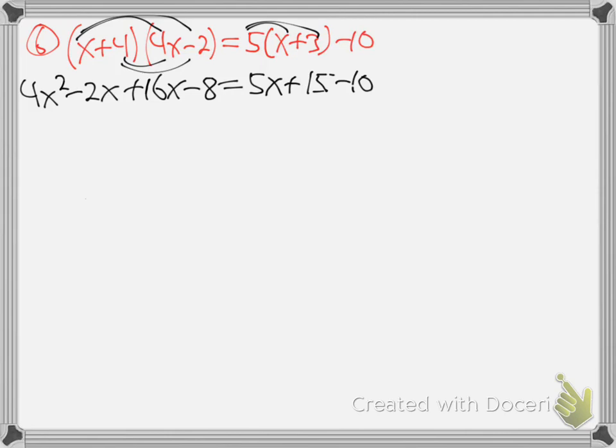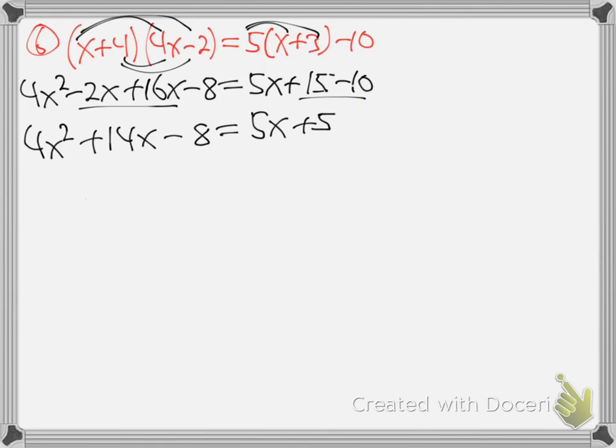Okay, now gather like terms. So we have 4x squared minus 2x plus 16 is plus 14x. The other side, 15 minus 10 is 5. Okay, and so what should we do now? Remember what we do with x squared with an equal sign? Try that again up there. What do we do with x squared with an equal sign?